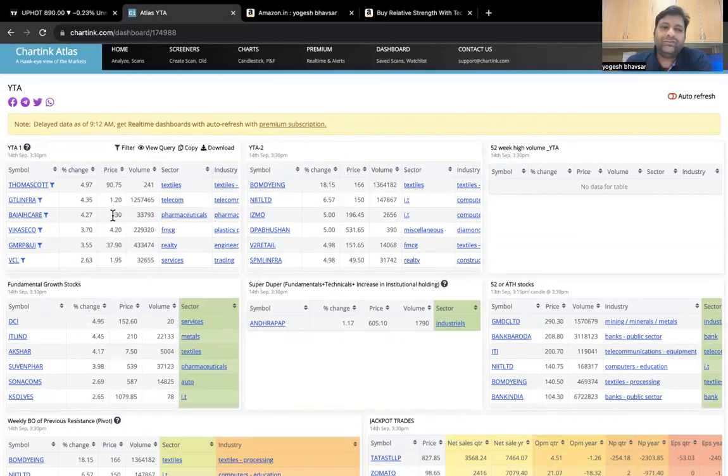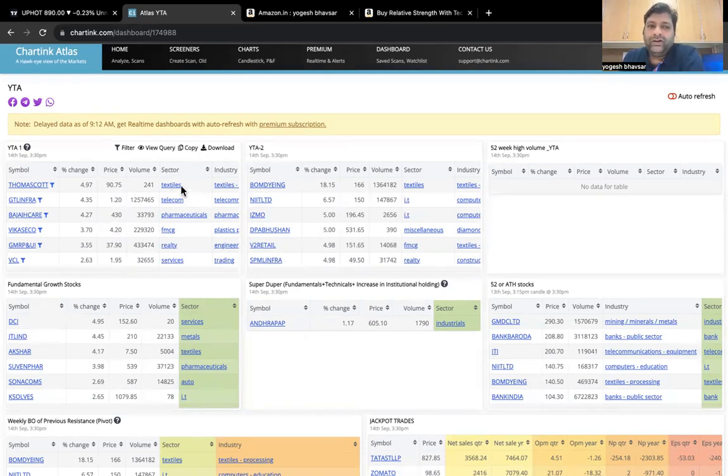I will go through one or two patterns and show you how I see it. Consider that on the YTA, we have a Thomas Scott, ranked from the highest to the lowest level, from 4.97 to 4.35, 4.27. So the highest category of value, which has moved as per the percentage, will come over here.